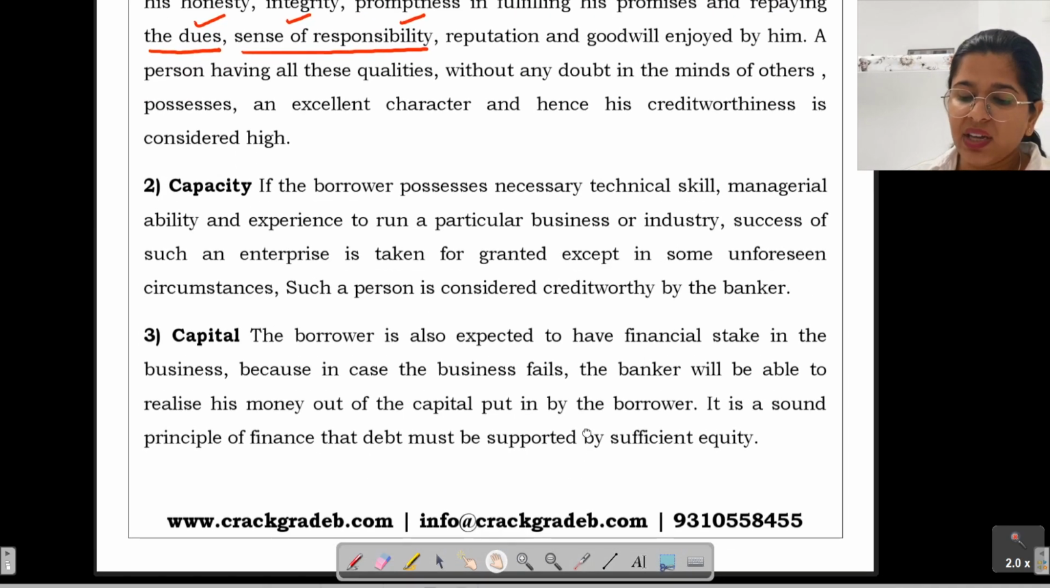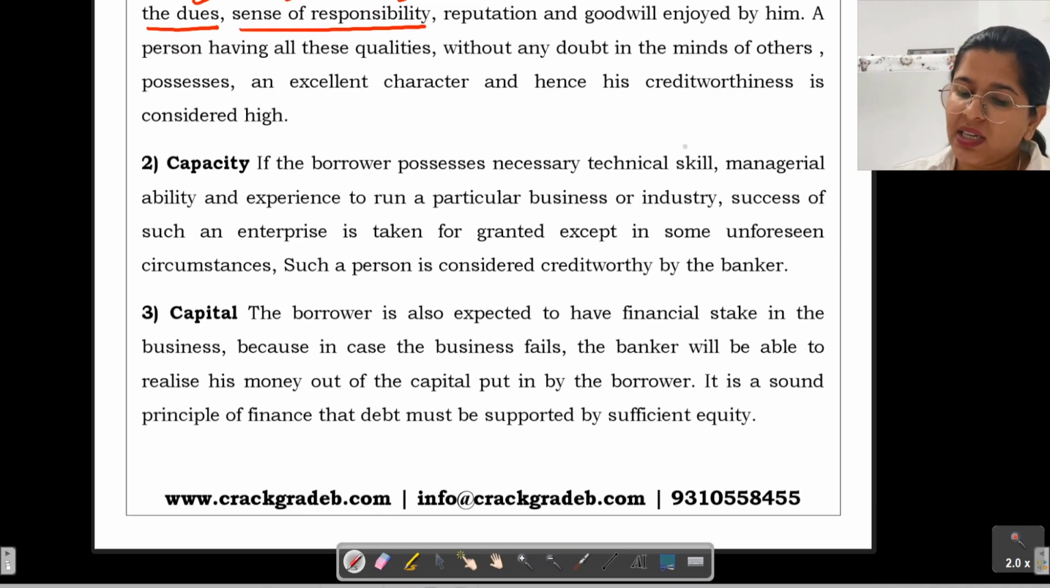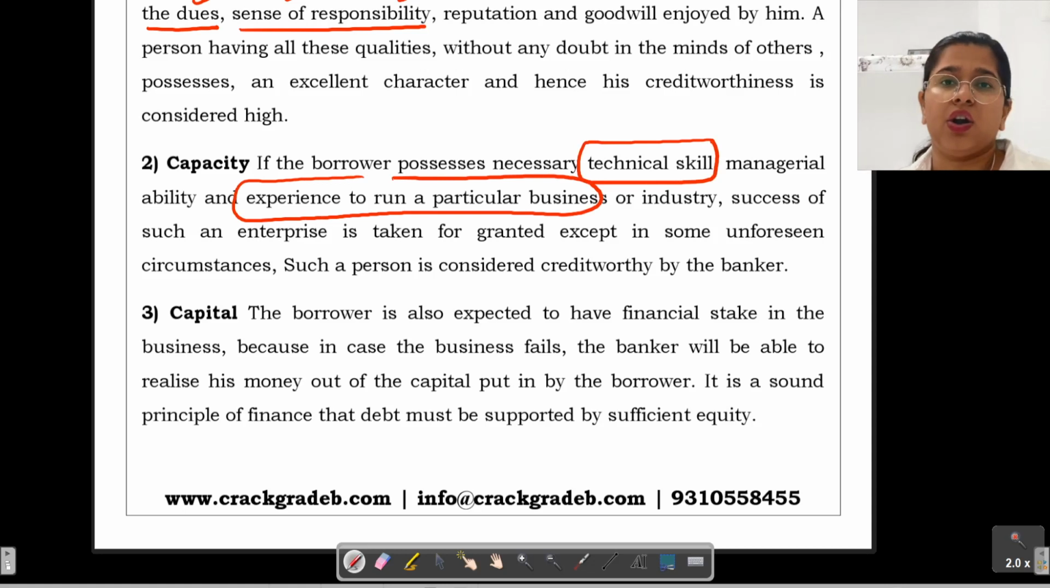Now the next we have the capacity. So in the capacity you will see whether the person has the technical skills, experience to run a particular business or not. So many of the times when the bank gives you a loan, the bank also asks you what are your qualifications, ठीक है, आपकी क्या qualifications है, and on the basis of qualifications they tell you that okay, we will be providing you loan or not. So capacity depends on the experience that you are having, the qualification that you are having.